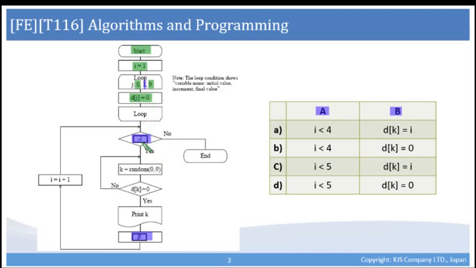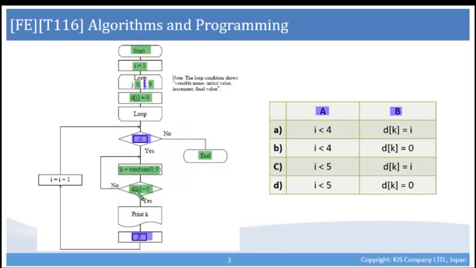Here at A, we'll first of all make a decision, yes or no, and this is going to be one of these 4 options. If no, we will go to the end of our program, and that will finish the program. If A, we will continue into our algorithm. So here, k equals random(0, 9) is used to generate a random number between 0 and 9. We then look to see if D of k is equal to 0.